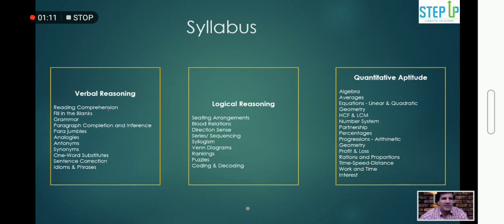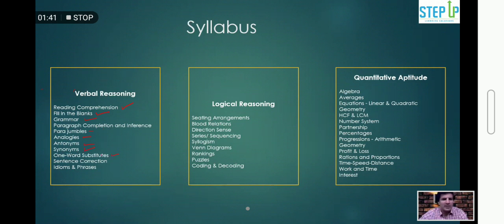Remember, reading comprehension will be best. Fill in the blanks, we have done this. Grammar we will cover a little more. Paragraph completion and inference, we will cover this. Jumbles and data are not yet done, but this will also be covered. Time is something that will continue.